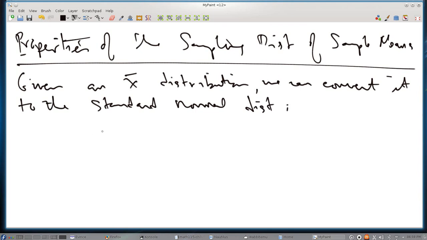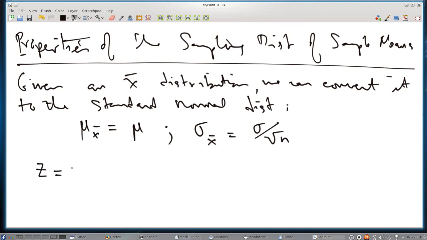And we start with, for example, if you remember, the first equation I gave you was mu of x bar equals mu. And the second equation was that the standard deviation of the sampling distribution is sigma of x bar equals sigma divided by square root of n, where n is the sample size. And then the z-score that we now call the standard error equation has this expression: x bar minus mu of x bar divided by the standard deviation of the sampling distribution.